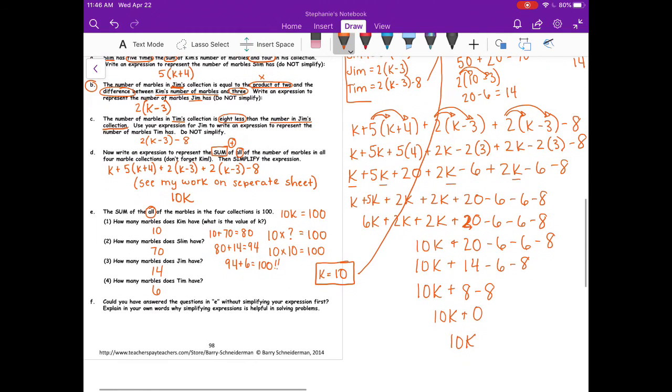Let's look at F. Could you have answered the questions in E without simplifying your expression first? Explain in your own words why simplifying expressions is helpful in solving problems. Well, the answer is no. I could not have answered the questions in E without simplifying my expression first. But I'm going to leave it up to you to tell Mr. Pruner why. Have fun finishing up!